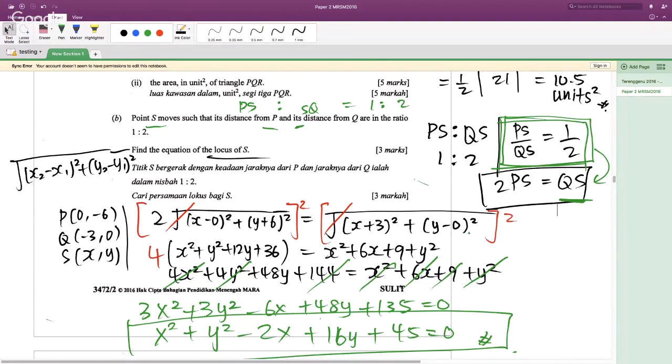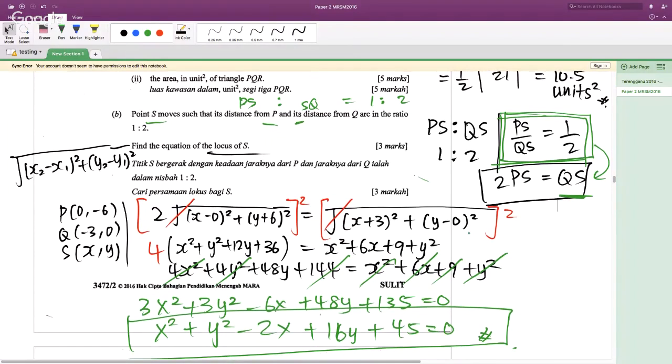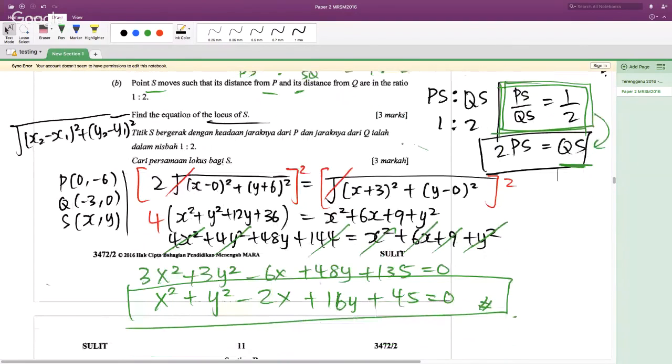Okay, this one basically you need to understand the question. If you ask me how I understand what the question is trying to say, it is from the words here, from the sentence here. All right, so let me move on to section B.